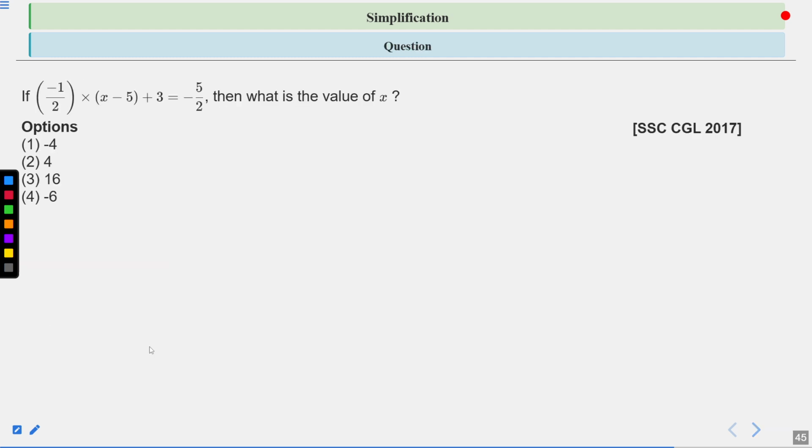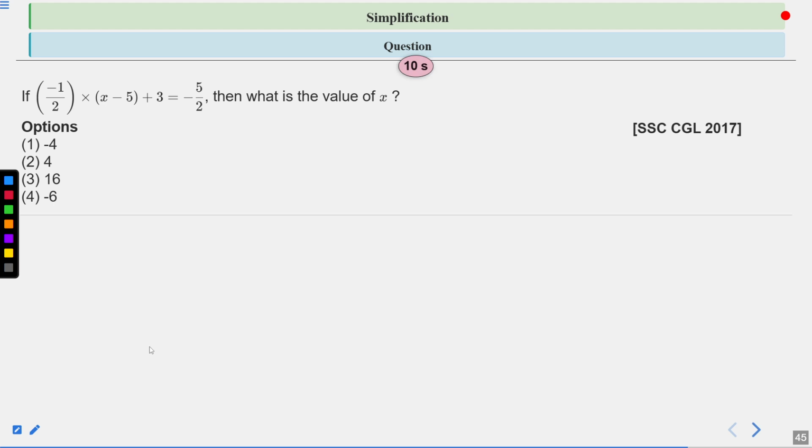If in a small bracket minus 1 by 2 multiplying by in a small bracket x minus 5 plus 3 equals minus 5 by 2, what is the value of x? And this question was asked in the SSC CGL exam 2017. So there are 4 options. First one is minus 4, second is 4, third one is 16 and fourth one is minus 6.